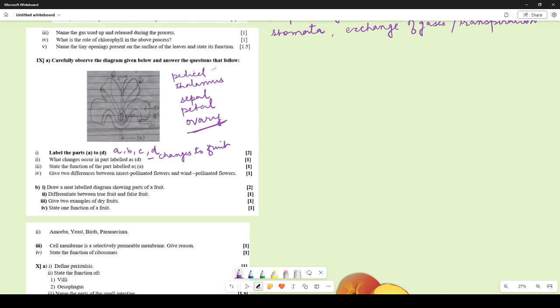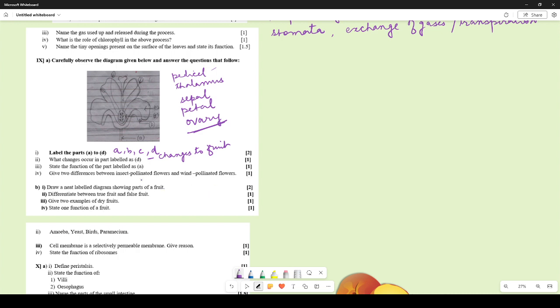State the function of the part labeled as A. So if you have written it as pedicel and if you have written it is the flower stalk and it holds the flower, I have given you marks. If you have written it as the thalamus, it holds all the floral whorls, then also I have given you marks. Give two differences between insect pollinated and wind pollinated flowers. It was for 1 mark. So even if you have written one correct difference, I have given you mark.